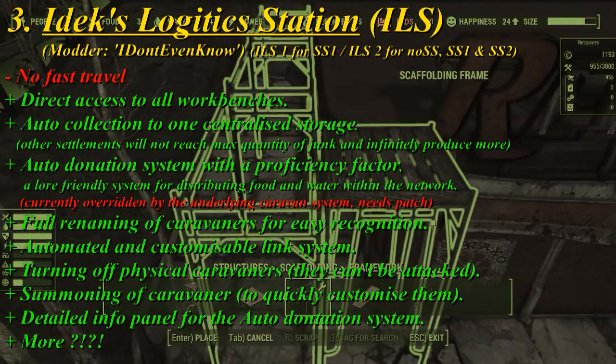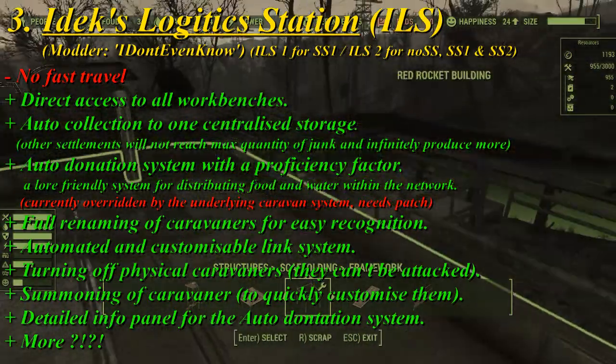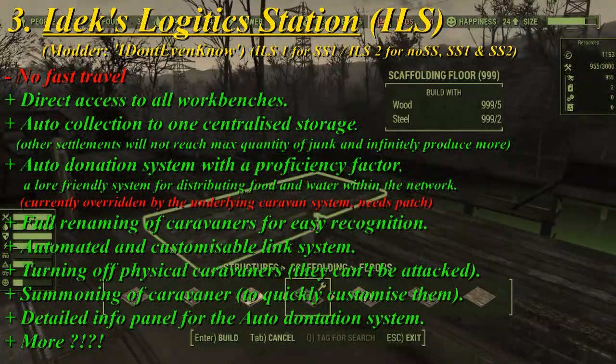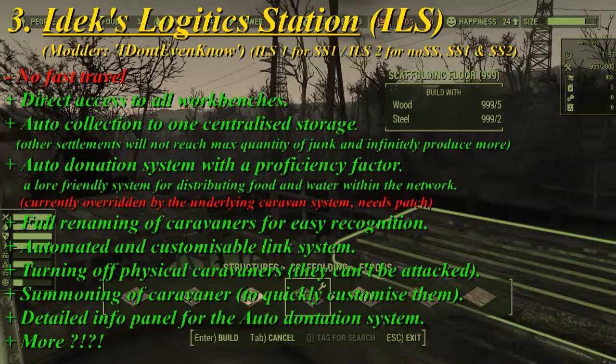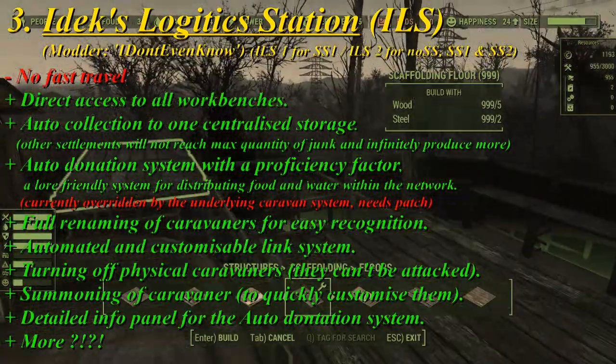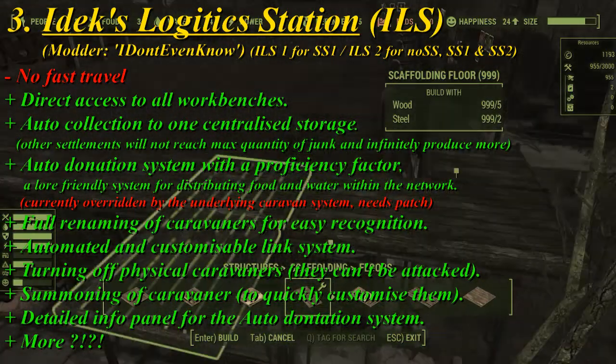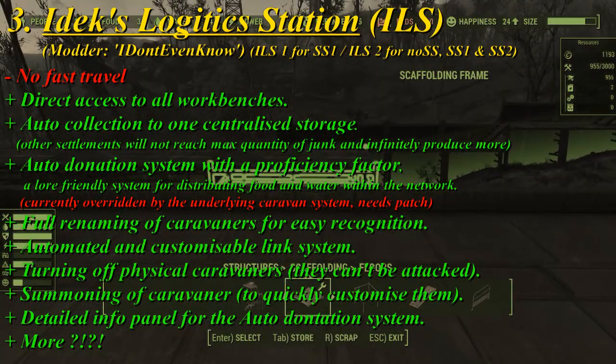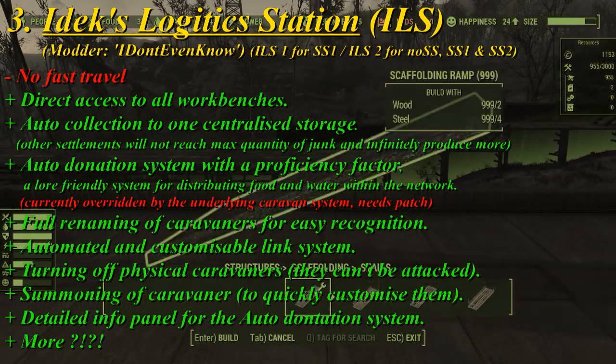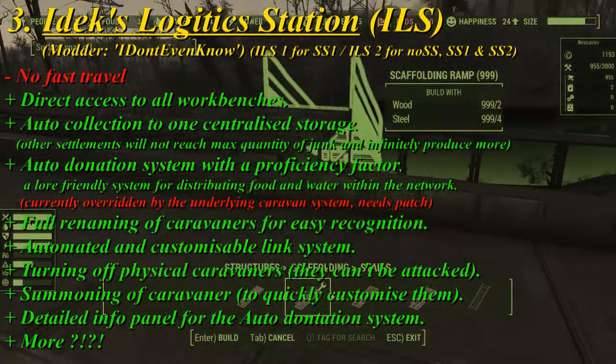Alright, another benefit of ILS, for instance, is that you can summon caravanners. So anyone assigned to the ILS plot can be instantly summoned from wherever he is to that plot, and you can interact with that particular person. You give them armor and weapons and whatever the heck you want to do with them.